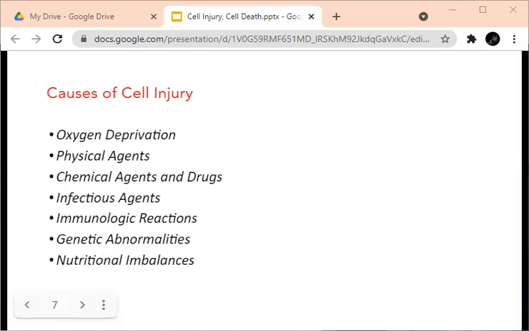And also nutritional imbalances. Again, we need nutrition in order for the cell to grow or to maintain its homeostasis, okay? So for example, protein calorie deficiencies. We need proteins for the production of substances or cellular structures. If you have no protein, the cell becomes defective or problematic. So therefore, it is prone to sequestration, prone to destruction. Okay? Alright.